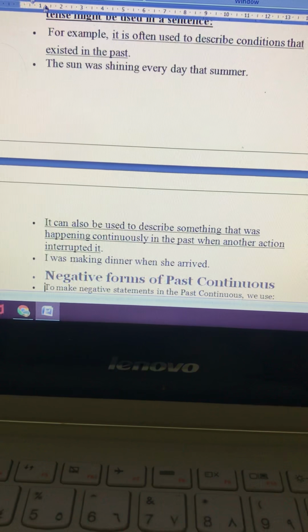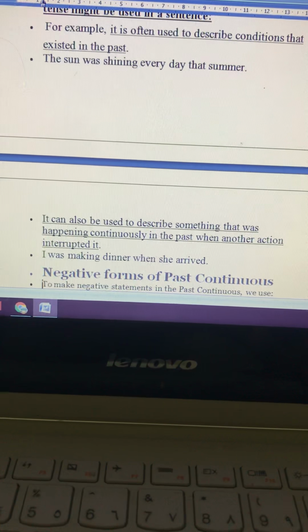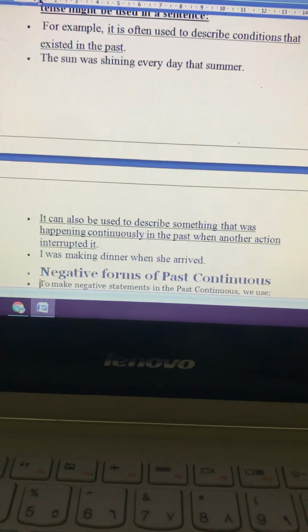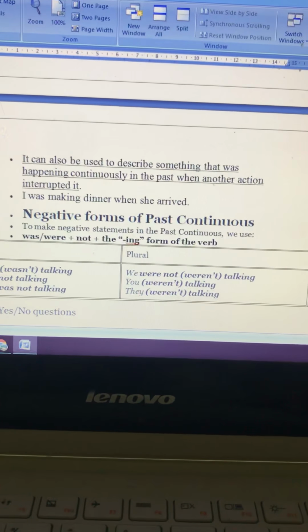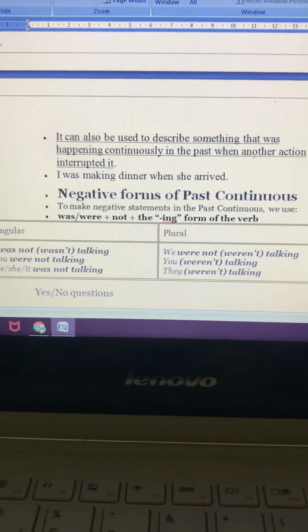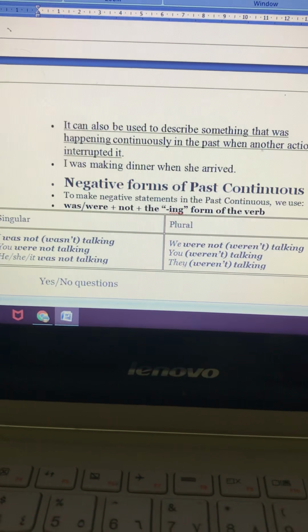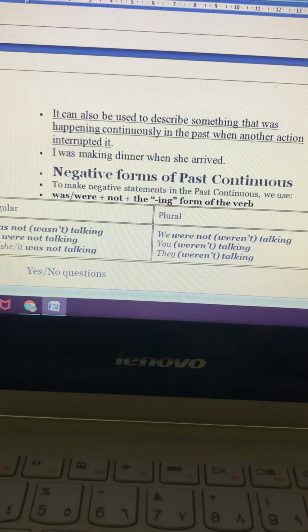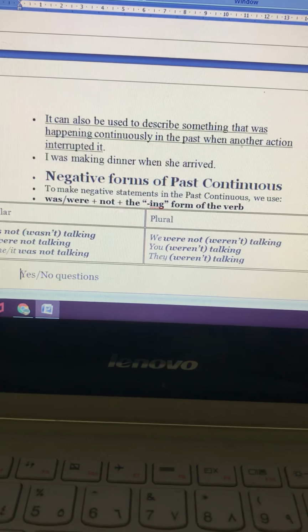This is, in my opinion, the most important usage for the past continuous, in the case of interruption. Let's move to the negative forms of past continuous. To make negative statements in the past, we use was or were plus not plus the verb ing form. Again, we have was or were plus not plus the ing form of the verb.